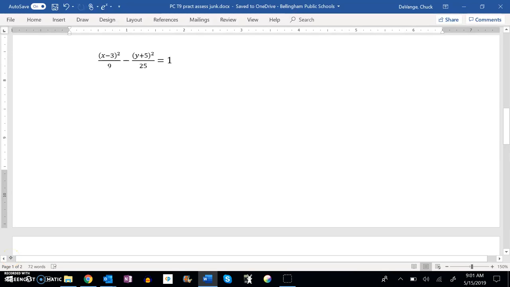So this is pre-calc, topic 9, and we are sketching a graph of this. The directions that you can't see say, label the center, the foci, and the vertices. Might not say it in that order, but those are the three things we're supposed to do. So let's go ahead and interpret this. My center, I can read it right off here. It's at (3, -5).